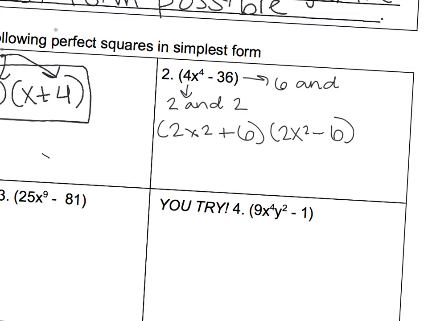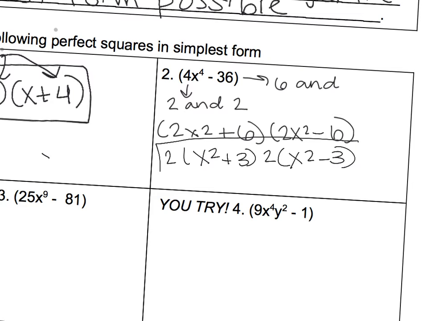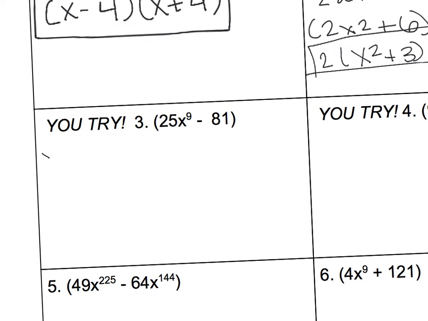Okay, we're not done yet, because you can further simplify and factor this. So you can take out 2, which is now equal to x squared plus 3. And on the other side, it's the same thing, because both of the problems are equal. So if you FOILed this, you could see the answer is 4x to the 4th minus 36. Pause now. So for number 3.